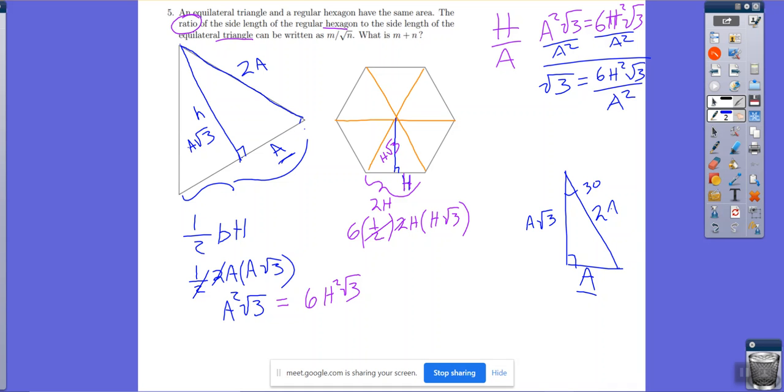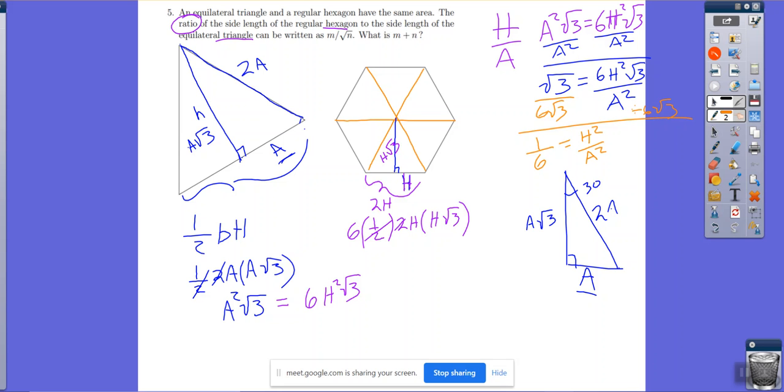It's really not too bad. Don't freak out yet. So then, again, I want the h by itself. So I'm going to divide both sides by 6 times the square root of 3. So just doing simple train tracks. Divide everything by 6 root 3 divided by 6 root 3. And I get 1 over 6 is equal to h squared over a squared, because the square roots of 3 cancel out. So that makes it a lot easier.